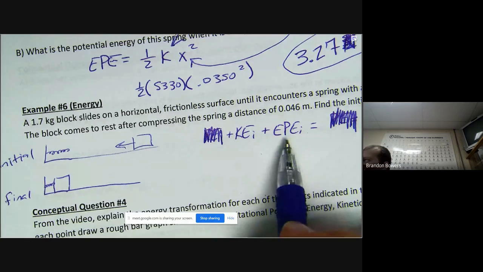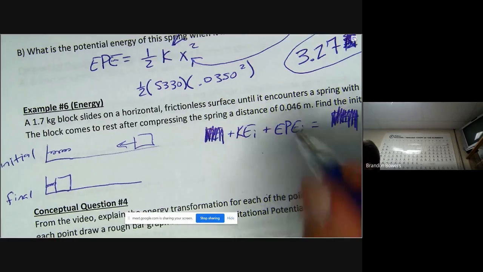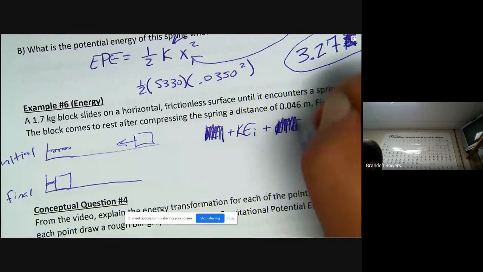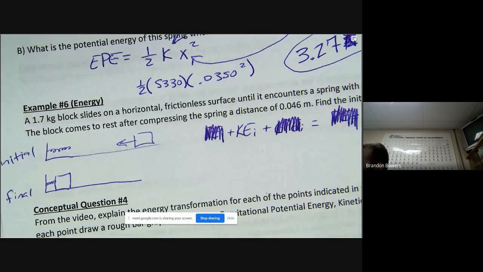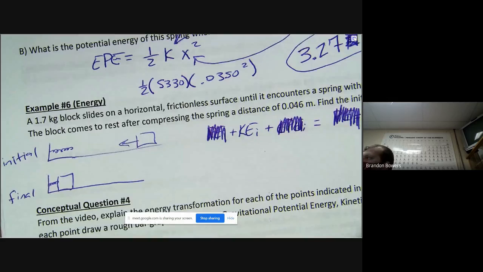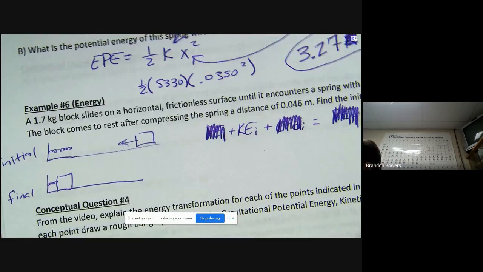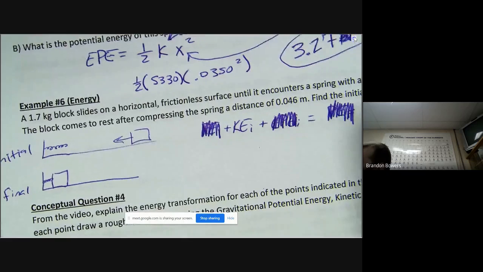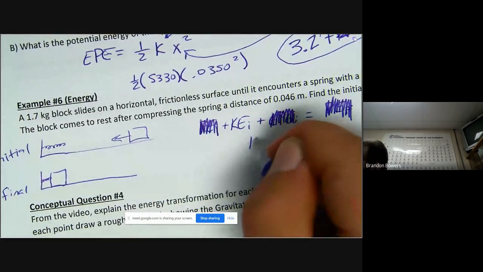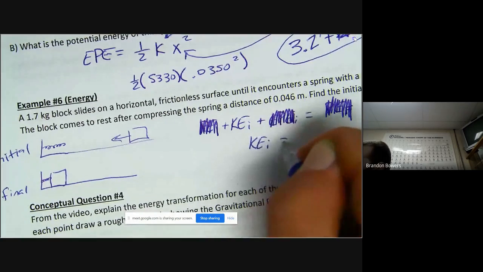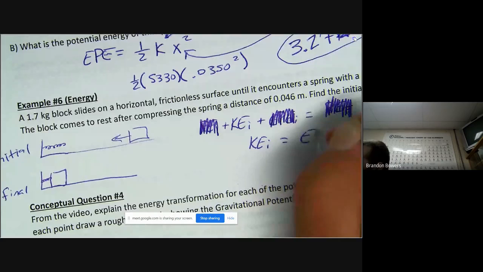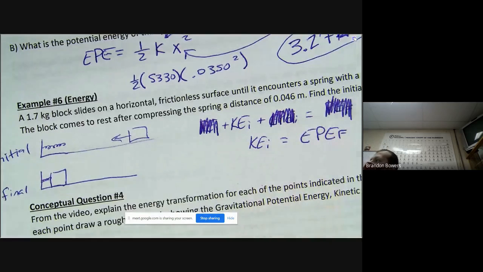Elastic potential energy, is a spring being compressed initially? No, I can get rid of that. Final, am I going to have any kinetic energy in the final? No, it's going to be stuck. So literally, all you're going to have is the kinetic energy in the initial is equal to the elastic potential energy in the final. Does that kind of make sense?